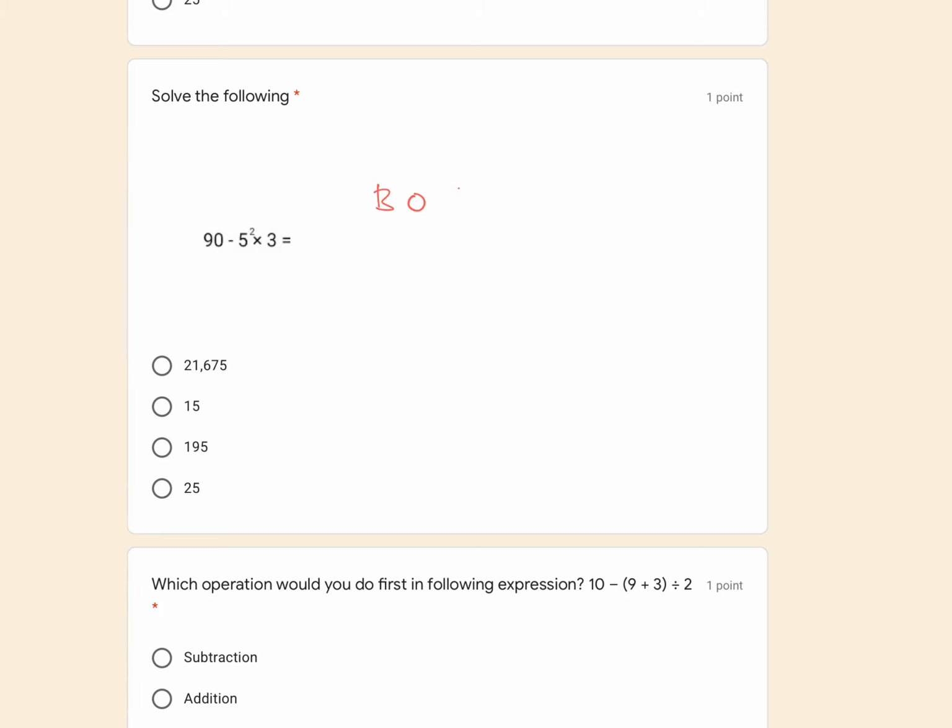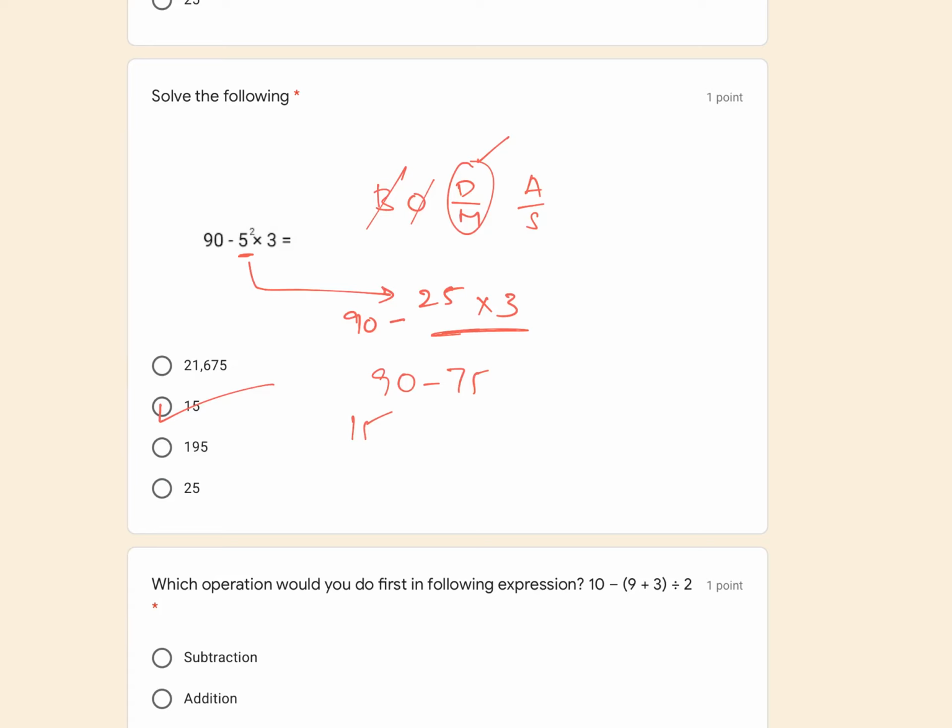Next is 90 minus 5 square into 3. We have the order B, O, D or M, A or S. So brackets are not there. Off means the powers, 5 square is 25, to which we have 90 minus before it. Next to it is 3. Okay, next division or multiplication. Here we got multiplication. So 25 times 3 is 75, so 90 minus 75. So 75 being deducted from 90, we get 15, right? So 15 is the answer.